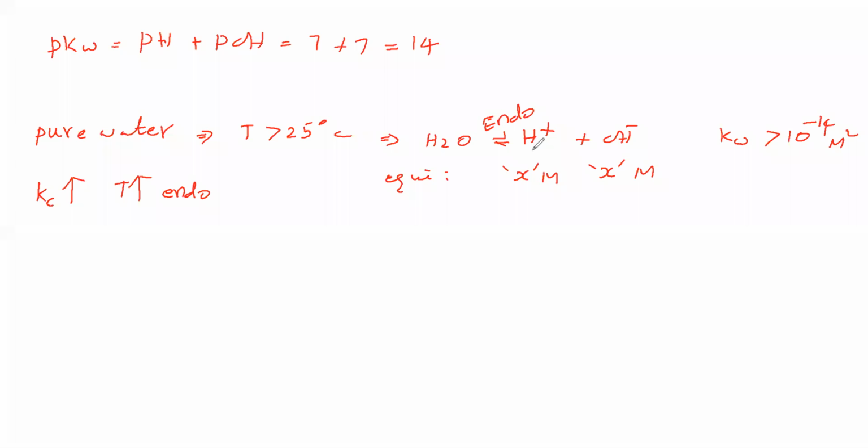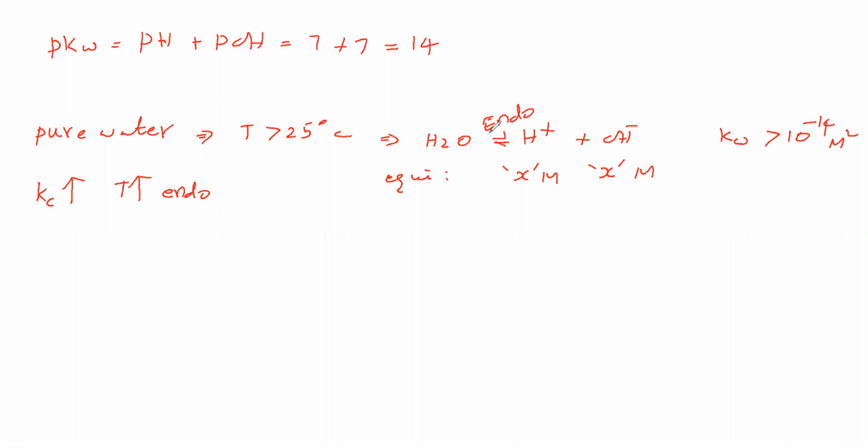Forward is a dissociation. Therefore, that is endothermic. Bond is breaking in the forward. Backward, you see H plus and OH minus associating to give water. So backward is association, in the sense of formation of bond. So backward is exothermic, but forward is endothermic.